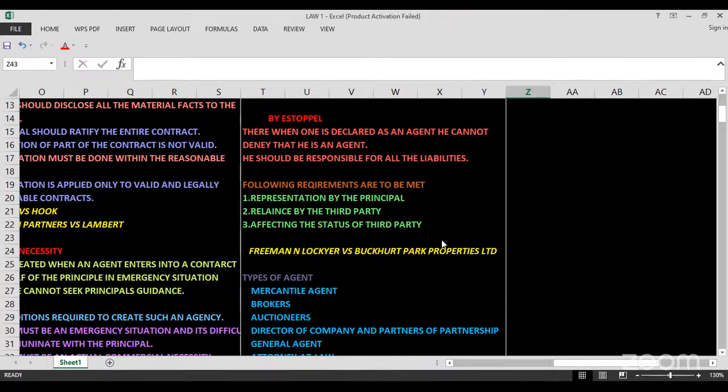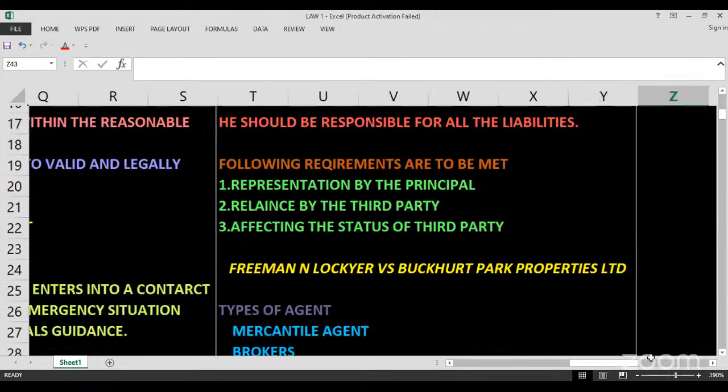Let's say one person is declared as an agent, you're told, you're my agent. Then you can't say, okay, I'm not your agent. You can't deny that fact. If you are declared as an agent, yes, you are an agent. You can't say that you're not responsible for whatever things you're doing.